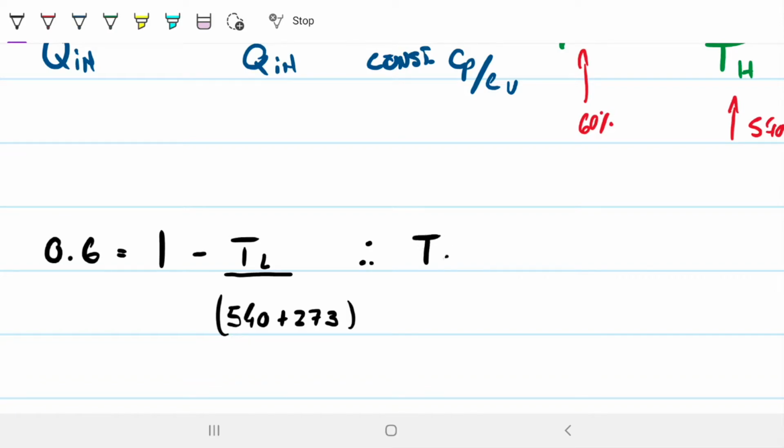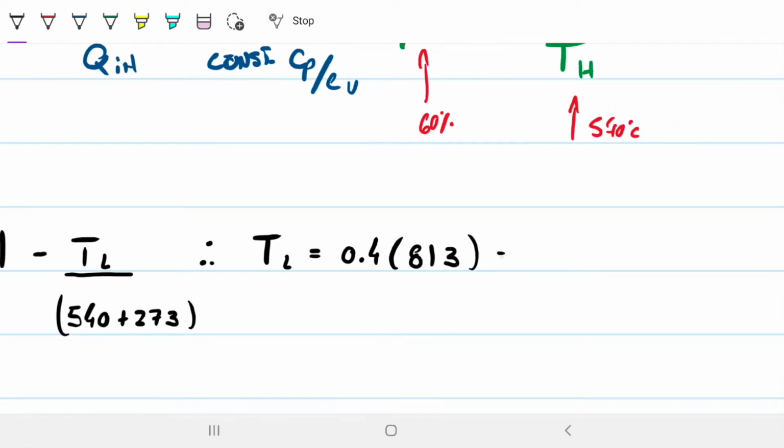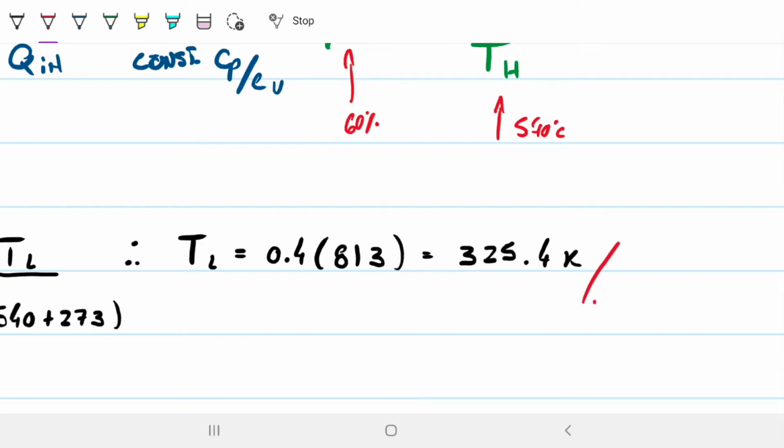Right, so therefore my T low will be 0.4 times 813 Kelvin, and that is 325.4 Kelvin. And that's our lower reservoir. Okay, now a couple of things that we need to understand, 0.2, not 0.4, sorry.